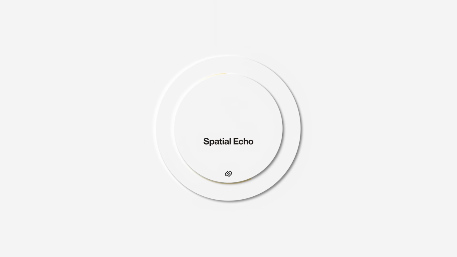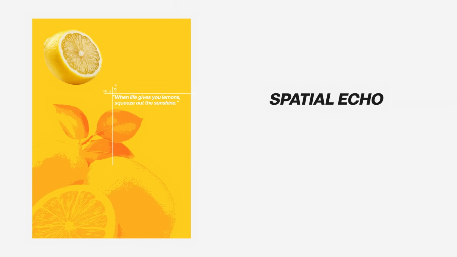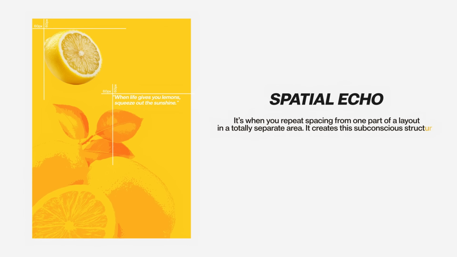Graphic design is a lot about rhythm, and in a big way, spatial rhythm. Let's say you've got a large image block top left of your poster with 60 pixels of margin top and left. Now further down in the layout, you've got a quote block. Try echoing that 60 pixel margin top and left again down here. The viewer doesn't know what you did, but they feel it. This is a spatial echo. It's when you repeat spacing from one part of your layout in a totally separate area, and it creates this kind of subconscious structure, like the design is actually breathing in tempo.